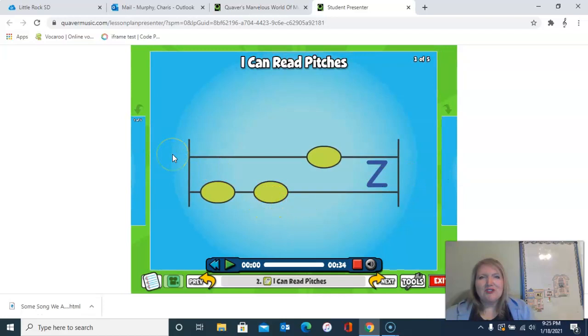Does this one start on soul or me? It starts on me because it's down on the bottom, right? So we start down here. Me, and then it stays the same. So if it starts on me, it stayed the same, so it's still on me. And then it goes up to soul. So we have me, soul, shh. Sing that with me again. Show me. Here we go. Me, soul, shh.